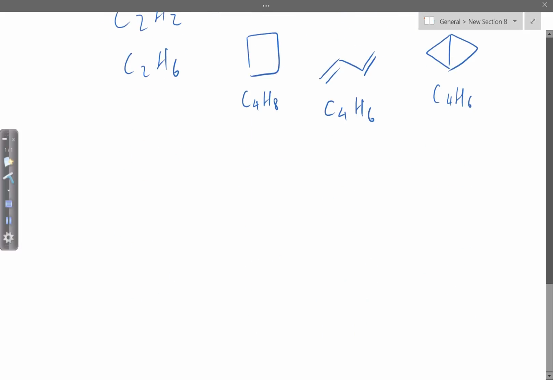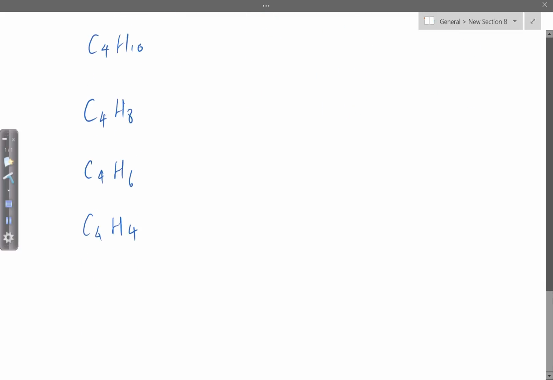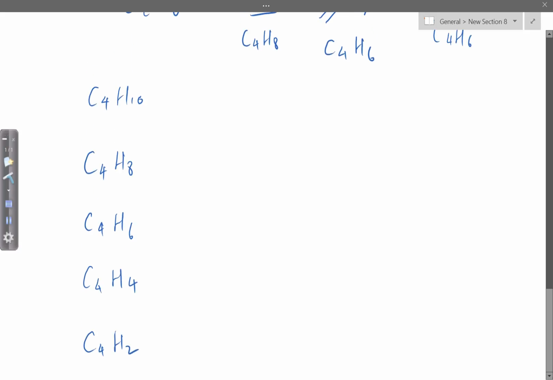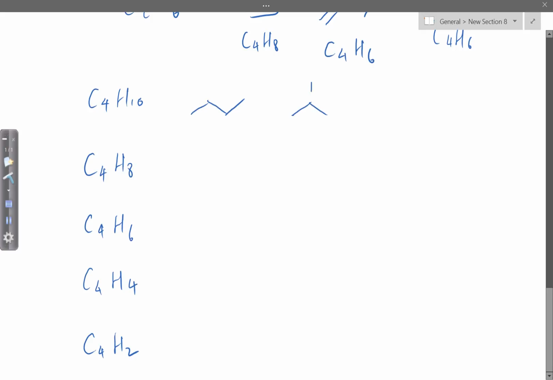So what you will do is start off with C4H10, because that's the maximum. See how many you can write out: C4H8, C4H6, C4H4, and maybe C4H2, right? C4H10 is the easiest. You really only need two, one of which is this, the other one is this.